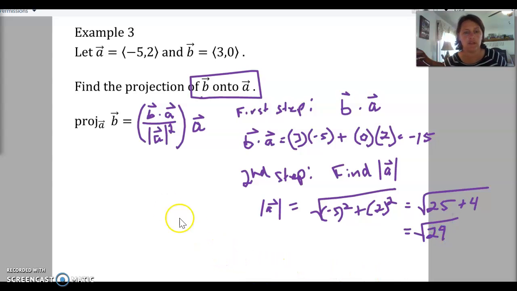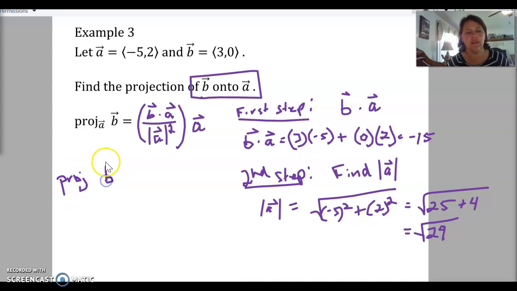Okay, so now we have all of the little individual information that we need to find our projection. So let's write it out. We've got our projection of vector B onto vector A is equal to the dot product, which we found, and that dot product was negative 15.